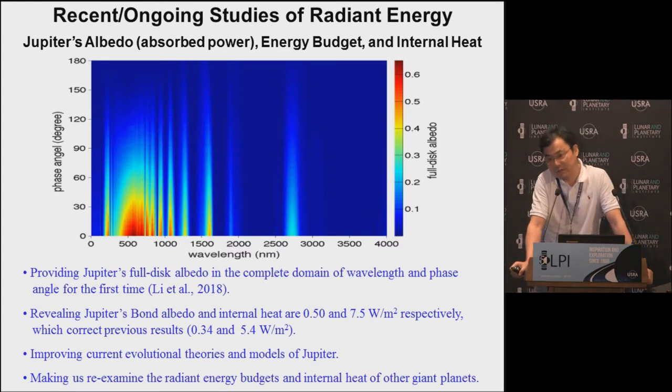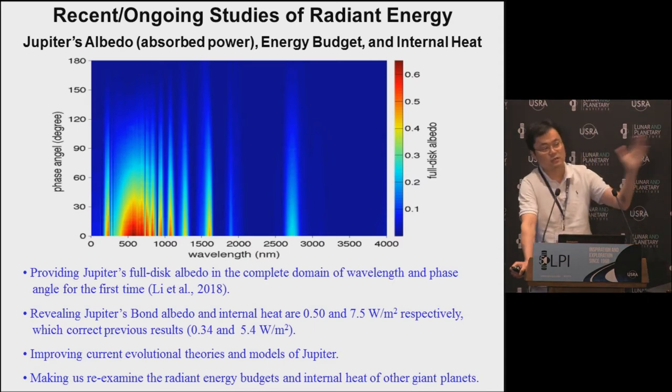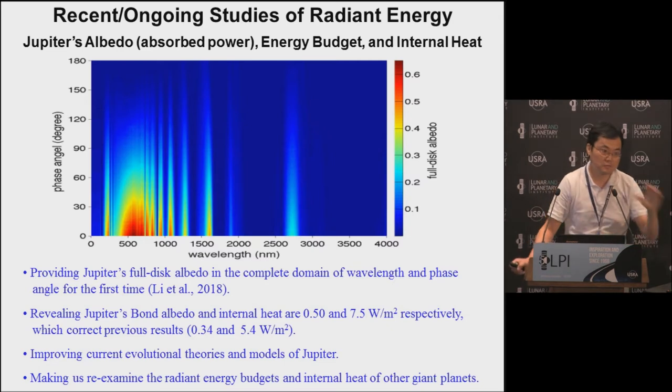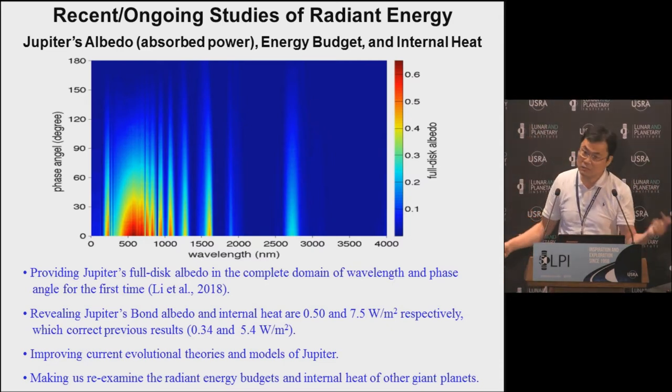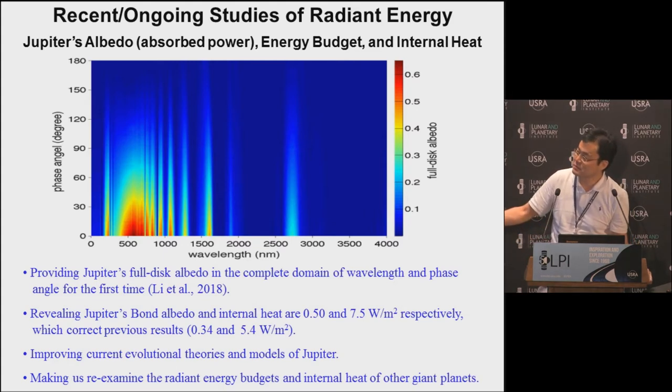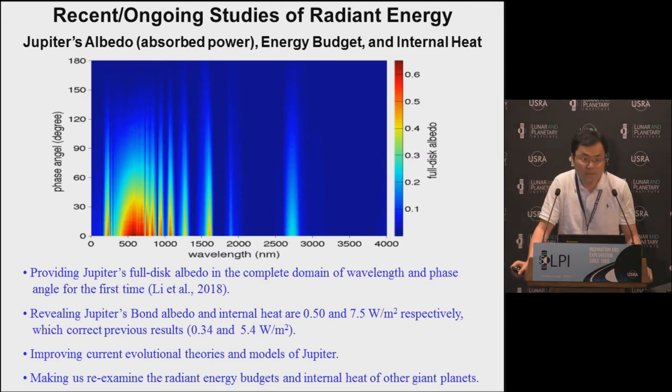The reason is because I think the previous observations are not that good. Pioneer, Voyager, you know, the phase angle is very limited. Also, the wavelength coverage is not perfect. So I think, in my opinion, we just published this paper in Nature Communications. Anyway, we think the new results here are the best results for Jupiter.